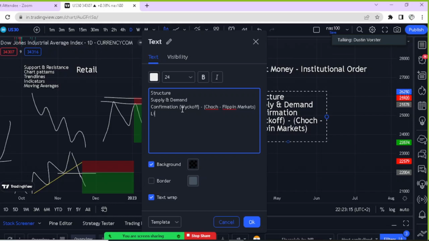Then we got to learn about liquidity, and this is where it's important to know retail as well. This is where understanding retail benefits you as a smart money trader, because if we know that 95% of people are losing money trading, and 95% of people form part of the liquidity, it's important to identify where that liquidity is lying.